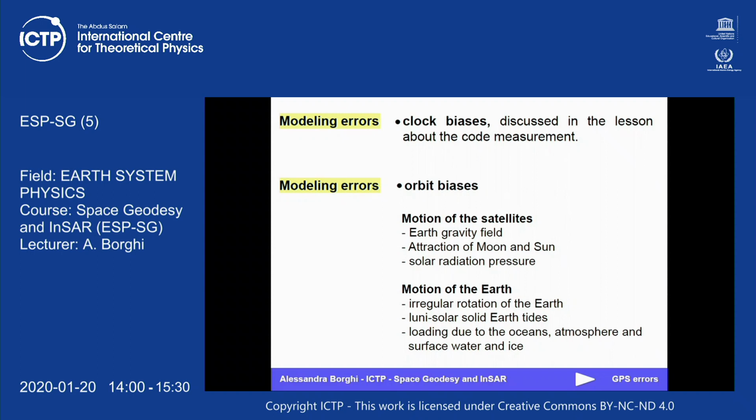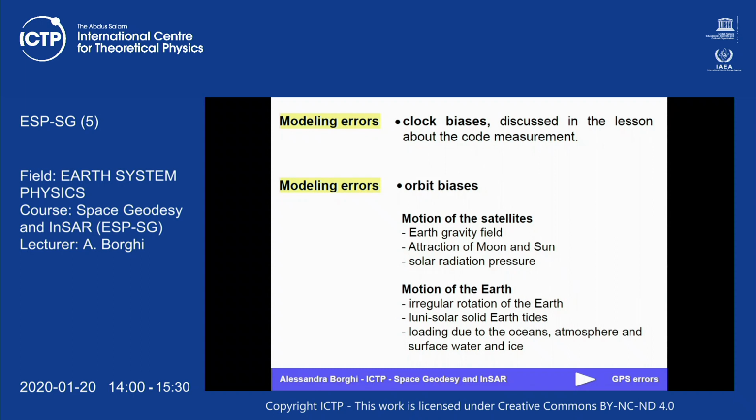So we have to take into account the motion of the satellite, and the satellites are moving, of course, in the Earth's gravity field, so they can be subject to the variation in the Earth's gravity field, and also by the tidal attraction due to the attraction of the moon and the sun. There is the problem due to the solar radiation pressure. We have introduced this aspect when we talked about the orbit of the satellite in the first lesson.